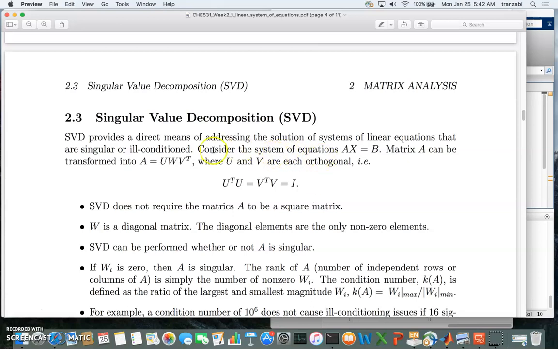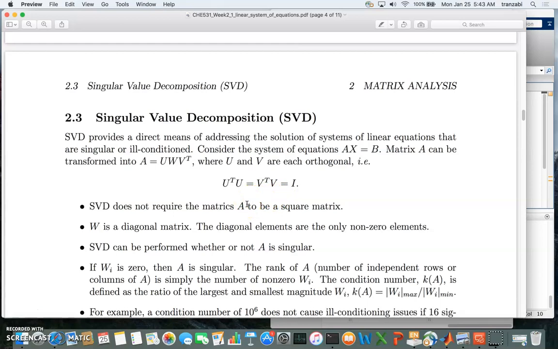U and V are rectangular matrices, and W is a square matrix. W is a diagonal matrix. It has only non-zero elements along the diagonal. The other 2 matrices are full. Okay? So by definition, U and V, which are rectangular matrices, are orthogonal, which means U transpose U is equal to identity, and V transpose times V is also equal to identity. Okay? So for SVD, we don't really need A to be a square matrix. Even if A is rectangular, we can do SVD.